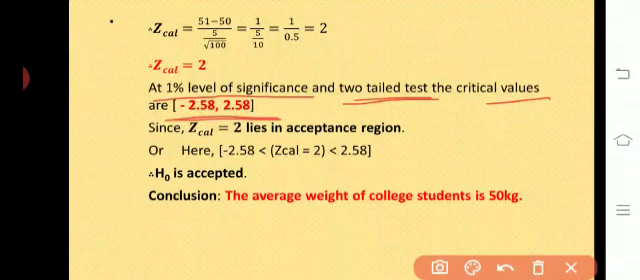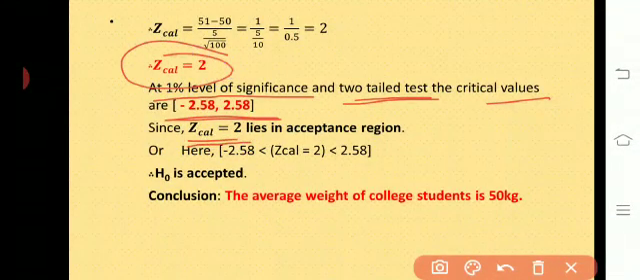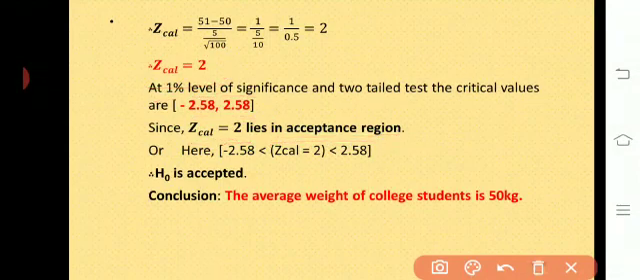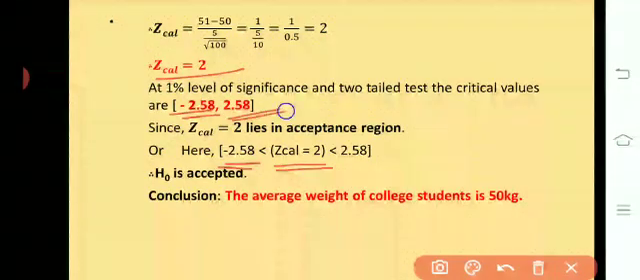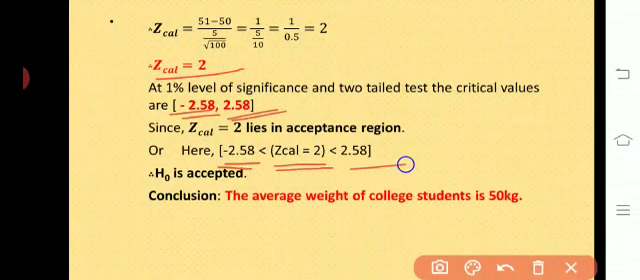Now since z calculated is equal to 2, which lies in the acceptance region, the critical values are minus 2.58 and 2.58. That is, minus 2.58 is less than z calculated, which is equal to 2, which is less than 2.58.